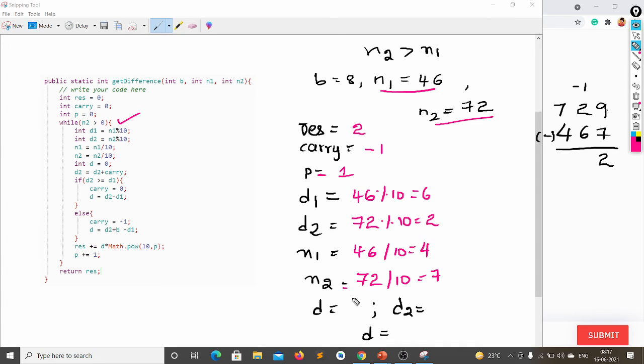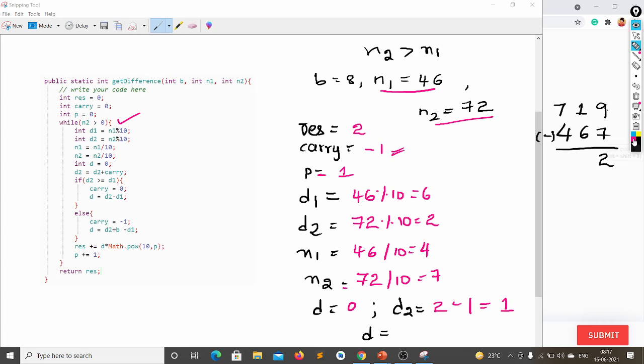What will be my D initially? 0. What will be my D2? D2 is D2 plus carry. What is my D2 here? What is carry? Minus 1. So my D2 will be minus 1 here. So what I have to write here is, D2 will be 1 now.